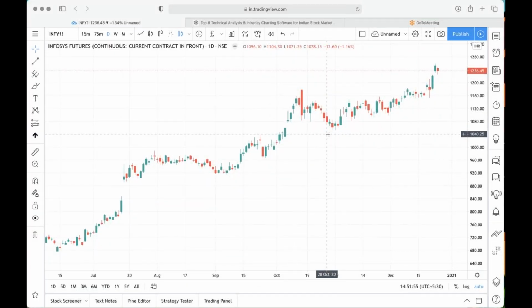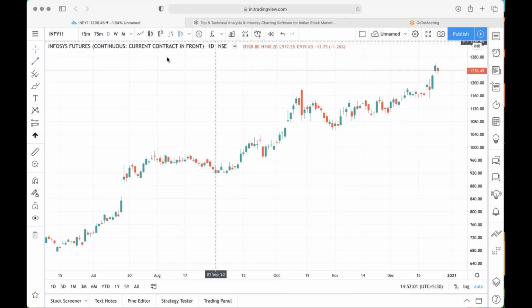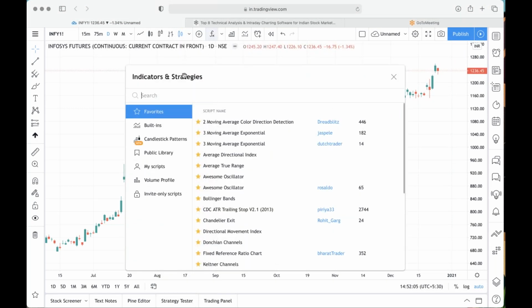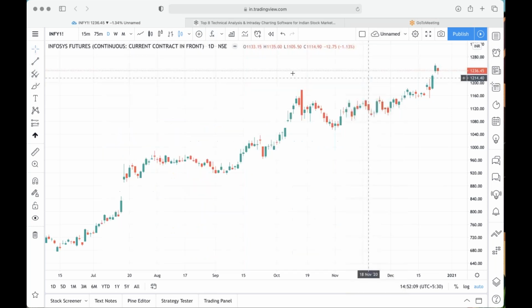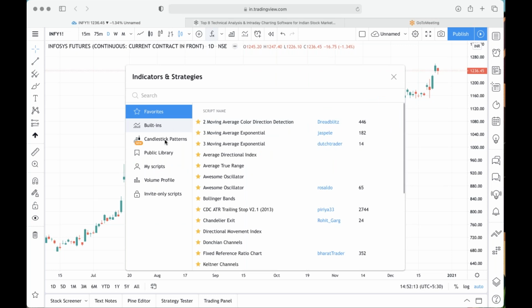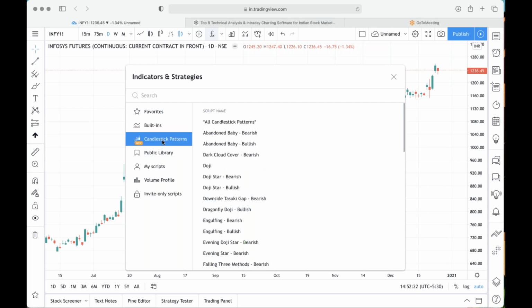First, I'll show it on TradingView, then we'll take a break, and later on post break, I'll show it to you on Iris software. So TradingView has this new section they had added 3-4 months back, the candlestick patterns. You can see here. So in TradingView, you can come to the indicators and strategies, and you can click on built-in. It's anyways there, candlestick patterns.